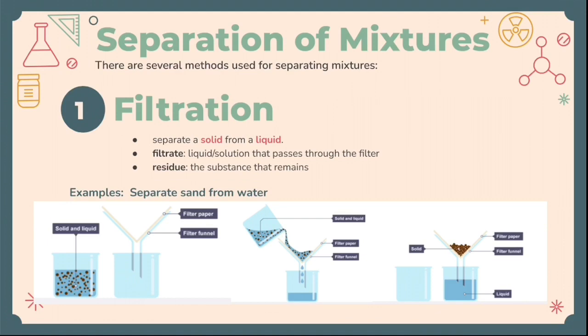The solid and liquid mixture is poured into the filter funnel. The liquid passes through the filter paper, but the solid particles are caught in the filter paper. The filter paper has tiny holes that are large enough to let the small molecules pass through.